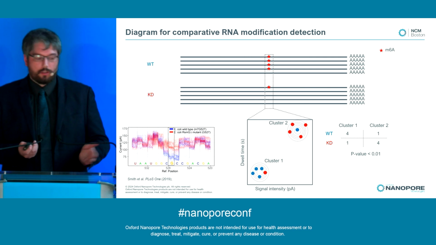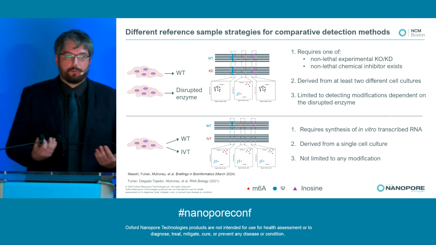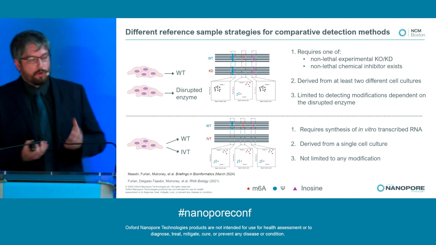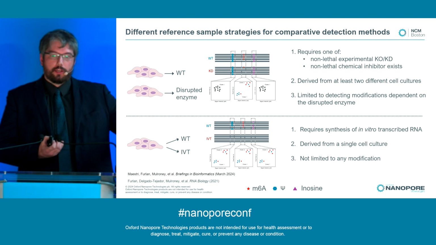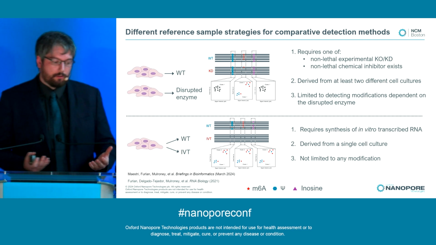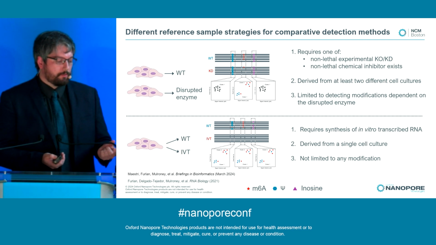And so we can generate these samples and make these comparisons in a couple of different ways. What most people have been doing to date is you have a wild type sample and then a writer enzyme disruption, either through a knockout, a knockdown, or chemical inhibitor of that enzyme.